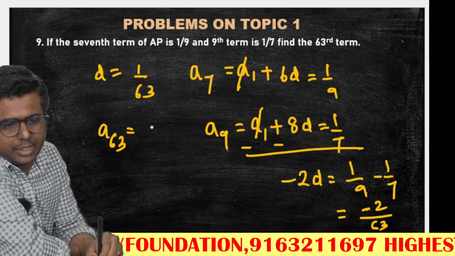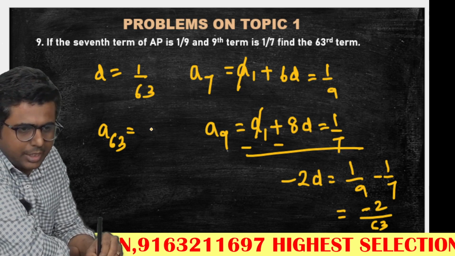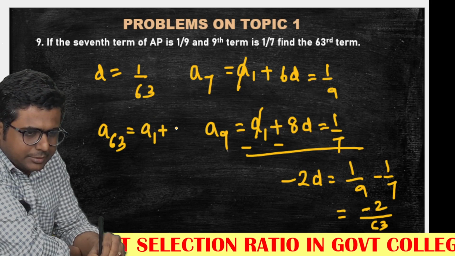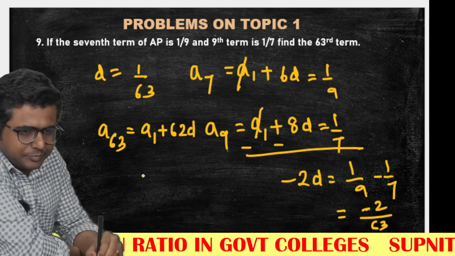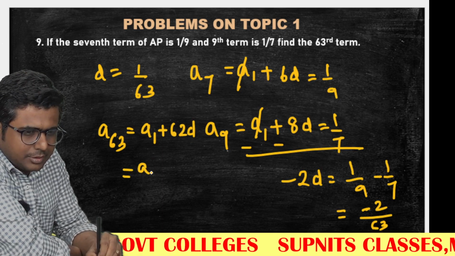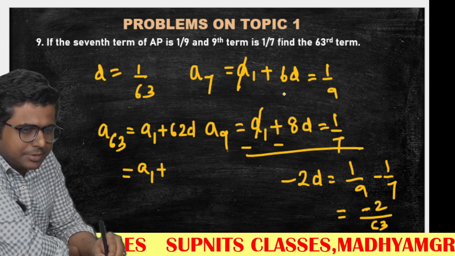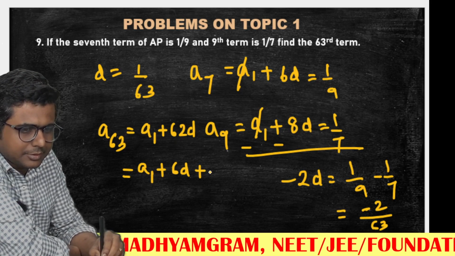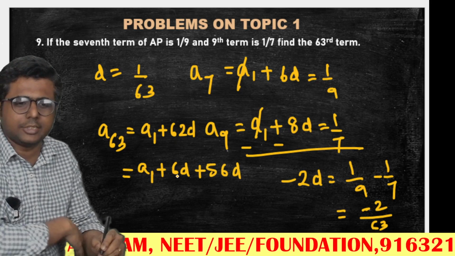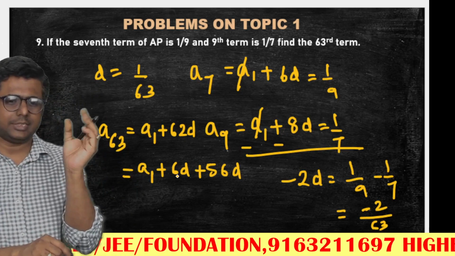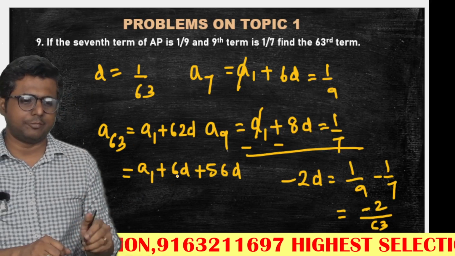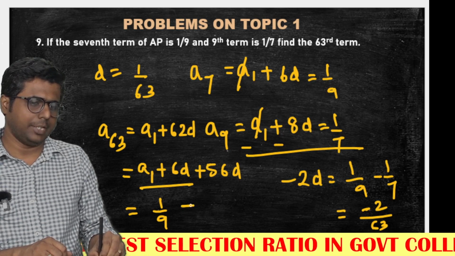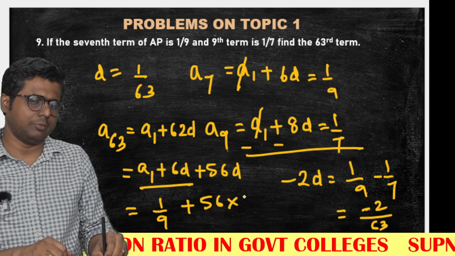You have to find out A1, otherwise you cannot find it out. But what I will do is I will make things a little bit easy. A1 plus 62D. Within this, see, A1 plus 6D is known, so I do not have to find A1 again. Plus 56D. Understood what I did? I just divided this 62 into 6D and 56D, because this A1 plus 6D is 1 by 9. So I can easily put over here 1 by 9 plus 56 into 1 by 63.